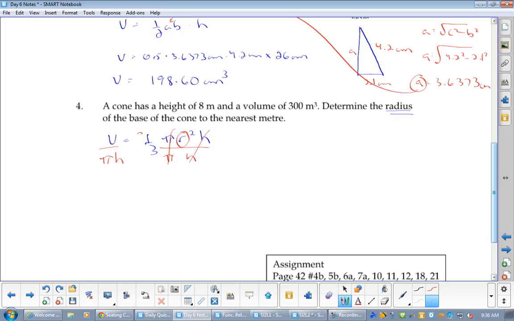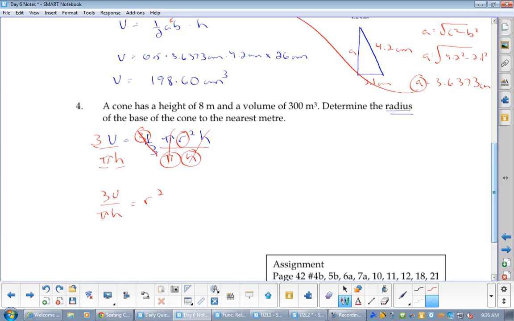If I times this side by 3, will I get rid of that? So you'll do that as well. Did everybody see what I did? I divided by pi, divided by h, divided by pi, divided by h to both sides. If you do it to both sides, it's all good. And then I multiplied both sides by 3. So now I have 3v over pi h equals r squared.